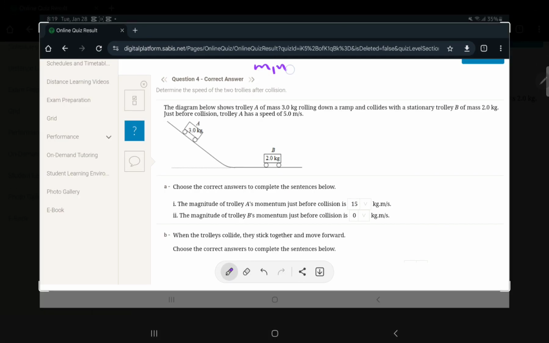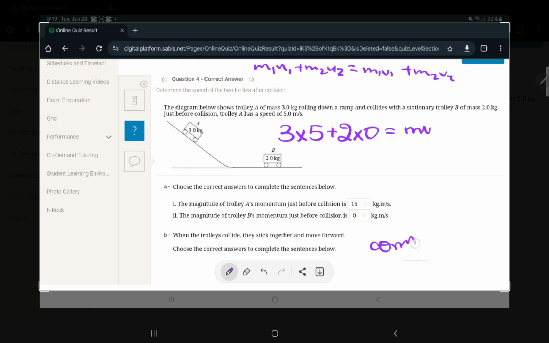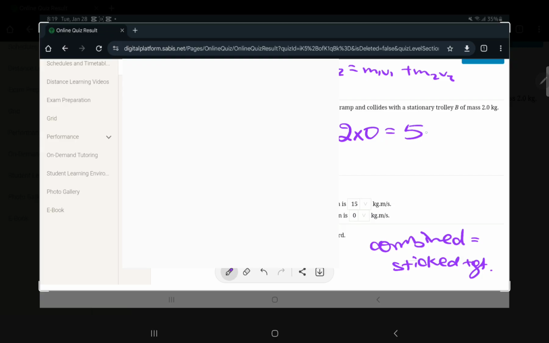Using the rule m1u1 plus m2u2 is equal to m1v1 plus m2v2, we can just substitute all the values. So basically 3 times 5 plus 2 times 0 is equal to mv, because they said it's combined. So basically combined means that they stick together. Okay, they stuck together. So you add 3 plus 2, and you get 5. 5v, because velocity is what you're trying to find.